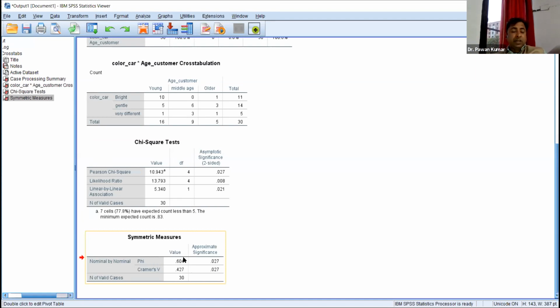This will tell you the strength of the relationship between the nominal values. When it is closer to 1, it means a strong relationship. When it is 0.5, it means a moderate relationship. When it is less than 0.5, then we can call it a weak relationship.